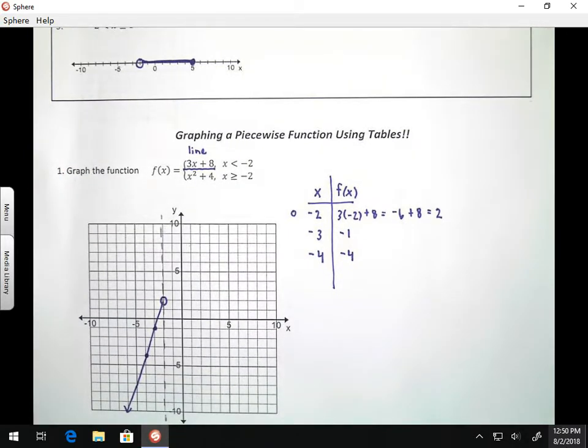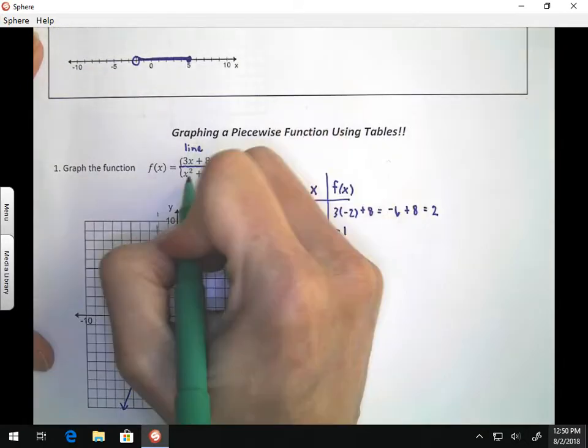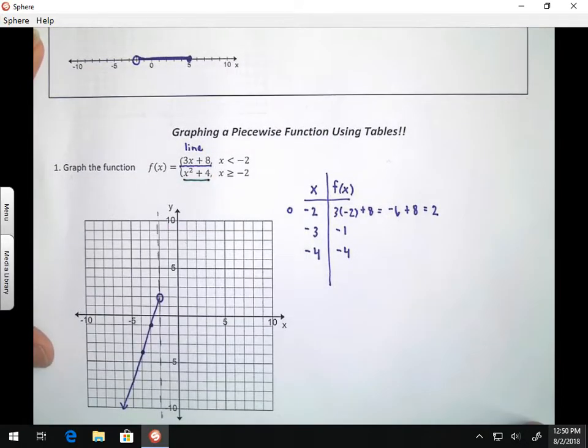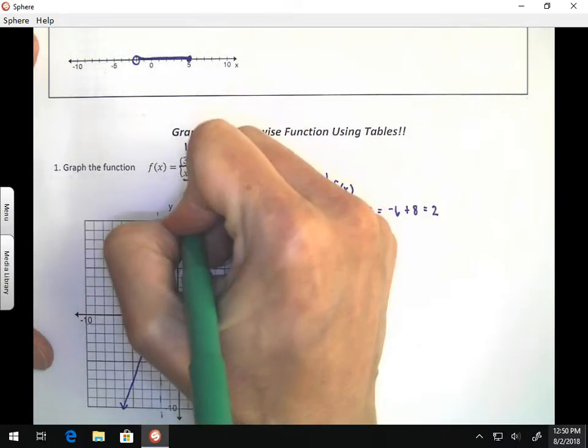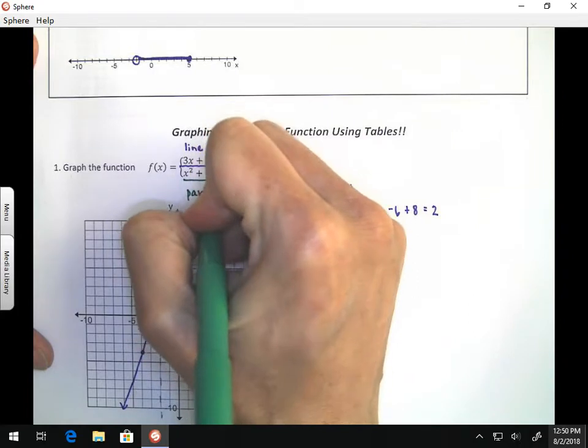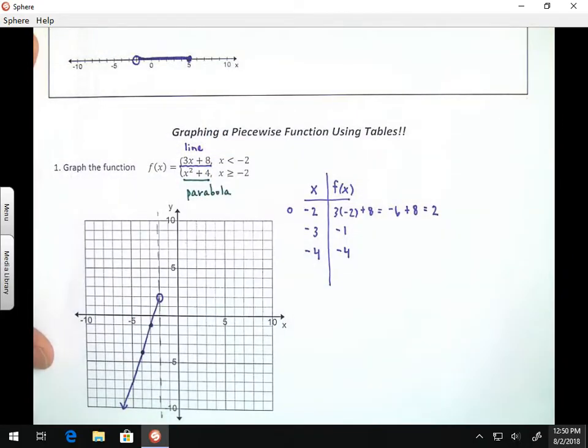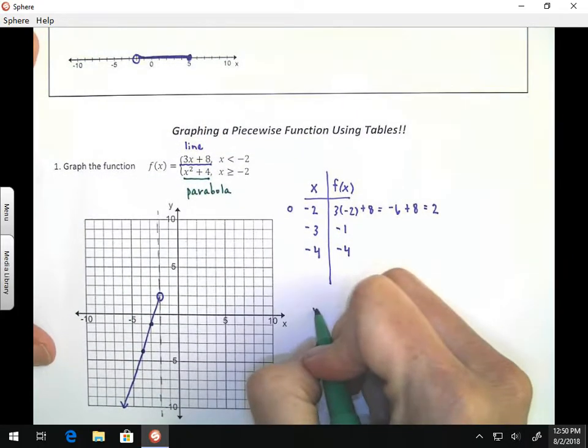We're going to use the same idea here with the table, and now we're going to graph x squared plus 4. Hopefully, since we notice the x squared, we should know that this is going to be a parabola. So again, I'm going to do my input-output table.